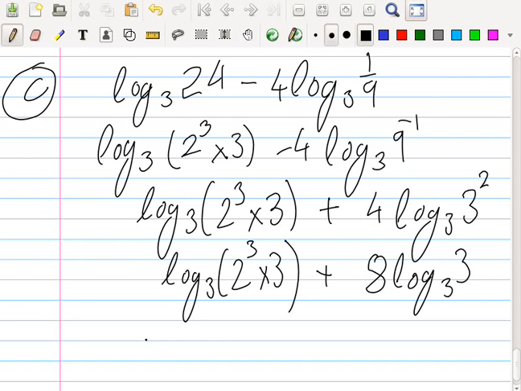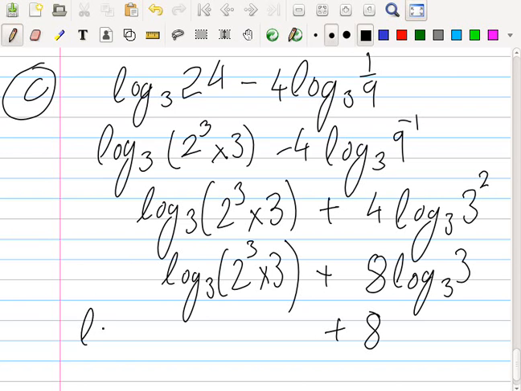Yeah? Are we just trying to simplify? We are, yeah. There might be a typo in this because I don't see it becoming a single number at the end, but we'll still simplify it as much as we can. So what's log 3 3? 1, so here's just 8.